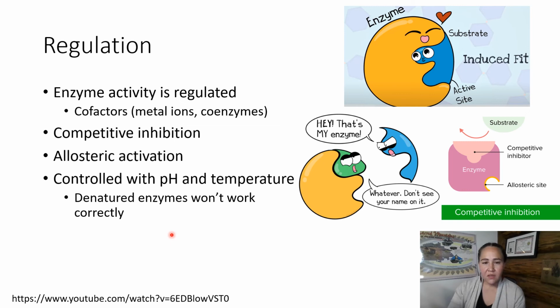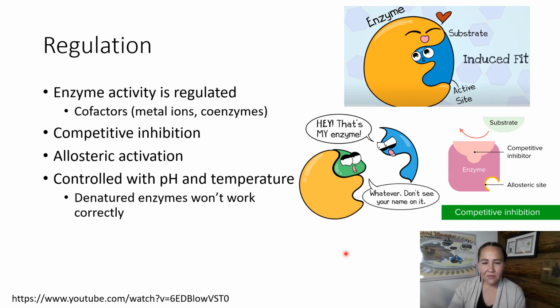There's also competitive inhibition, and this is when the active site of an enzyme is blocked so that a substrate cannot react with the enzyme. There's a cartoon by the Amoeba Sisters I've included on this slide where you have an upset substrate saying, hey, that's my enzyme. And the inhibitor is saying whatever, I don't see your name on it. So this is one way that the metabolic process is regulated through competitive inhibition.